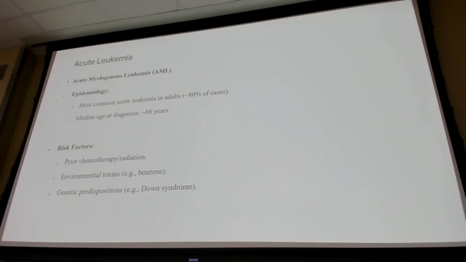Environmental toxins, benzene is one that we've known about for years. What do we call things that stimulate cancer? Carcinogens, right? Genetic predisposition, Down syndrome. What's Down syndrome? Trisomy of 21. So normally you have 2 genes, right? 21. Trisomy, you have a third, you have an extra gene.